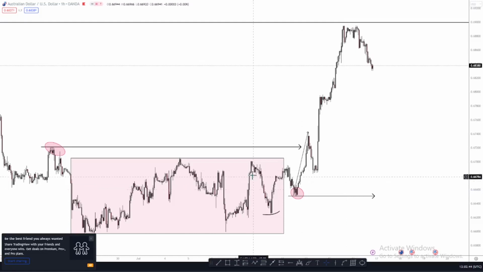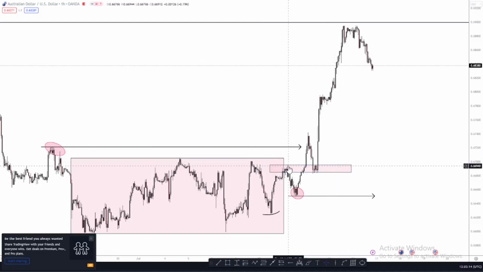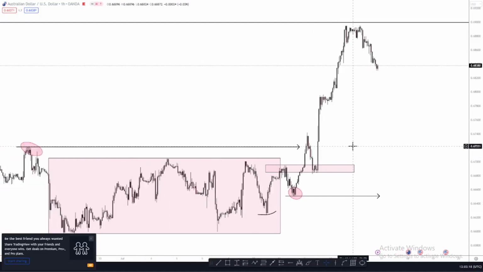So after price managed to close above our last lower high, what did I wait for? All I waited for was for price to come back to retest this previous lower high, or to retest this resistance as a support. That's what I waited for price to do. I waited for price to break above our lower high, then come back to retest this resistance as a support.